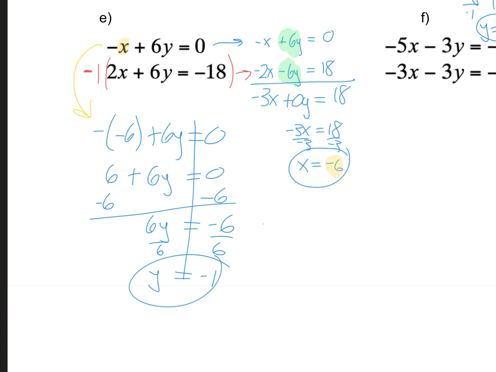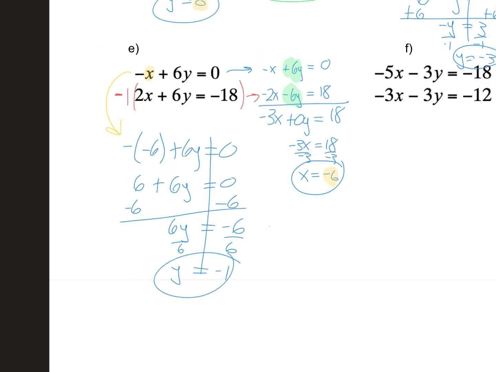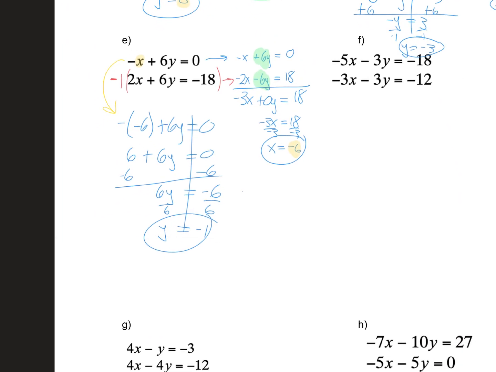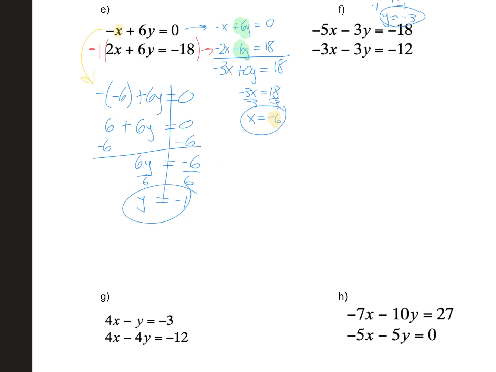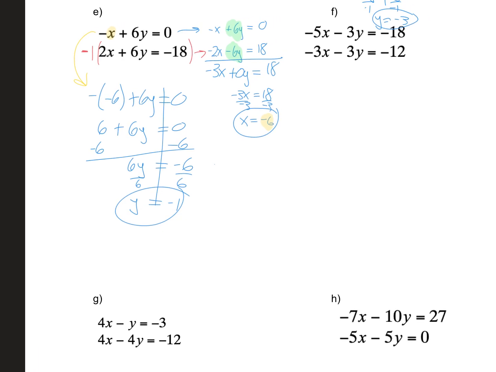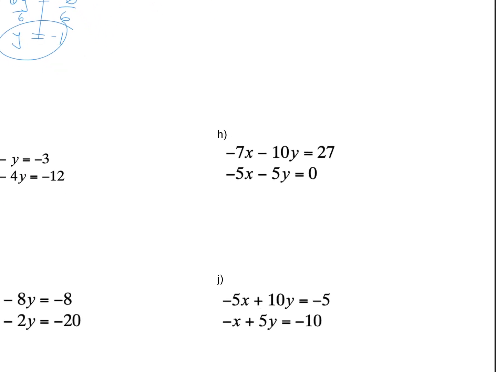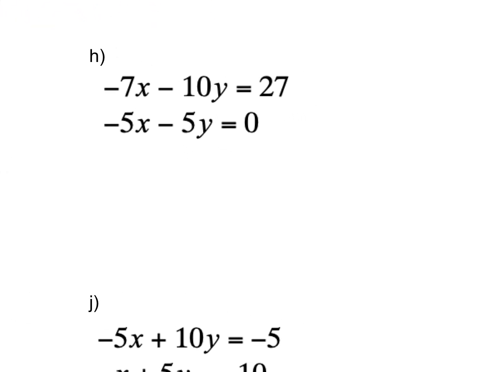All right, I got x equals -6 and y equals -1. If you got something different, check your work and see if you made a mistake somewhere. We are going to skip examples F and G. You can go back and do those as extra practice after the video. That would be very helpful. But I want to go to example H.